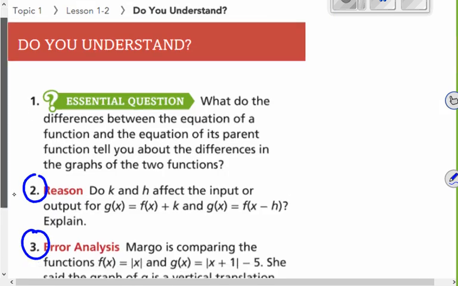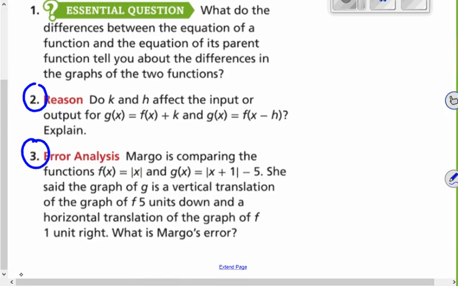We're going to take a look at number 2 first. The k and the h affect the input or the output. So g of x equals f of x plus k, and g of x equals f of x minus h. I think the confusing part about this problem would be the fact that they're using this f of x notation to generically represent any function. Let me put this in terms of how we looked at it yesterday. Let's pretend our f of x here is x squared. So would this k affect the input or the output?